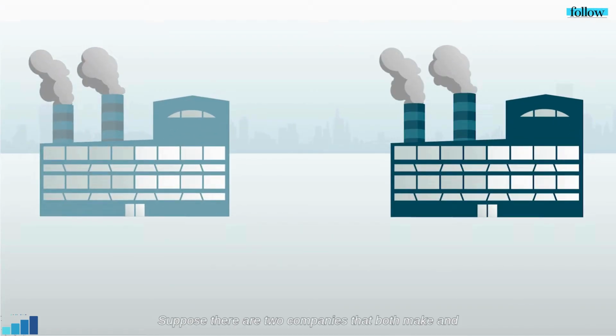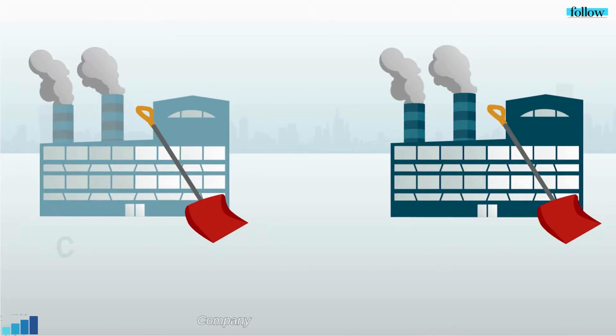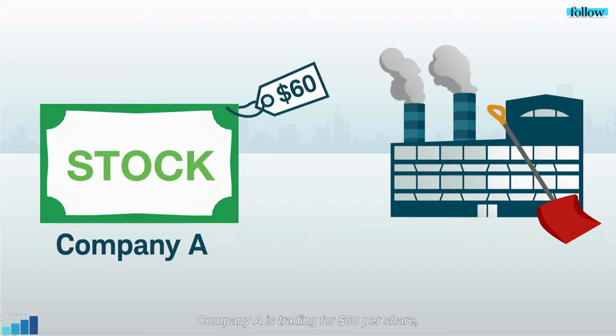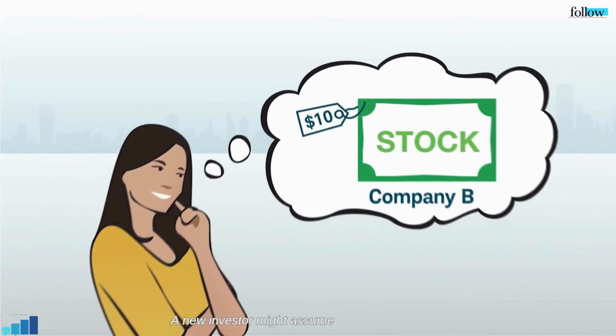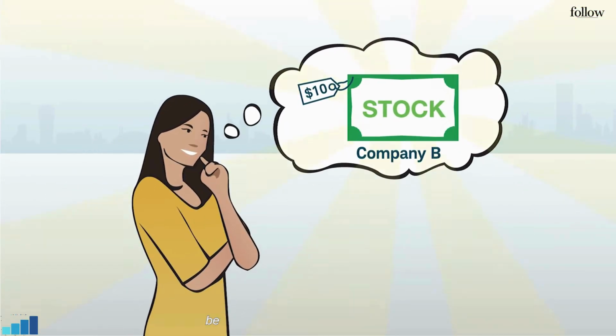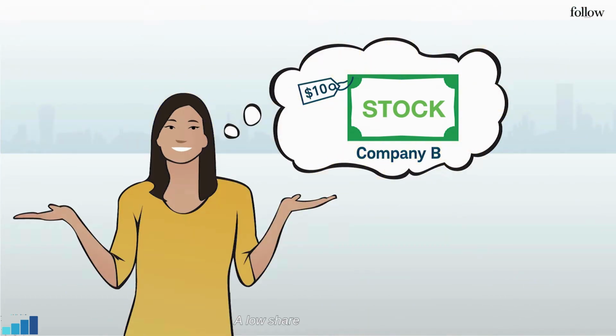Suppose there are two companies that both make and sell snow shovels. Company A is trading for $60 per share, while Company B is trading for $10 per share. A new investor might assume the $10 stock is the best value because it's the cheapest, but this isn't necessarily true. A low share price does not mean a stock is undervalued.